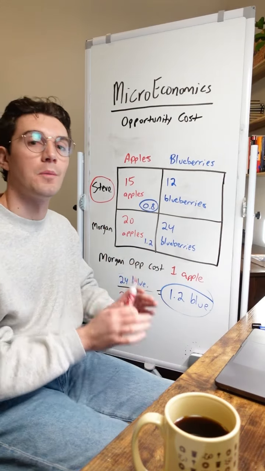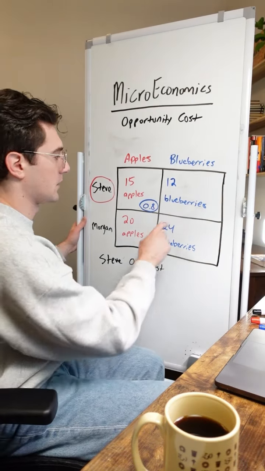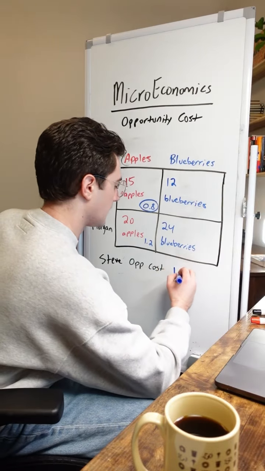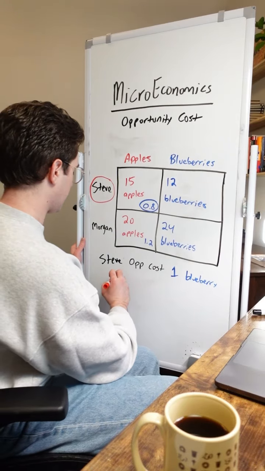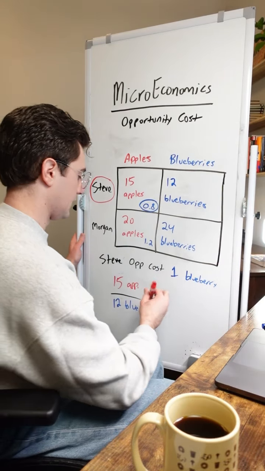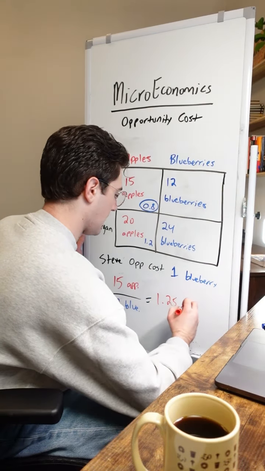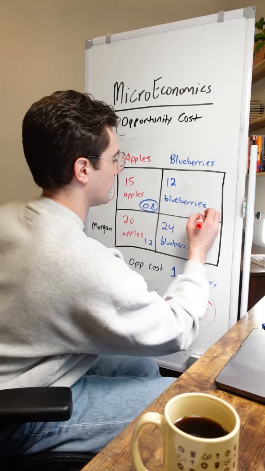It's impossible for one party to have it for both goods. So what we got to do here is I'm going to flip some things around. We're calculating the opportunity cost for one blueberry. So remember, the other good, apples, goes over. So for Steve here, I'm going to take 15 apples and divide that by 12 blueberries, which equals here 1.25 apples. Meaning that Steve, to produce one blueberry, has to give up 1.25 apples.